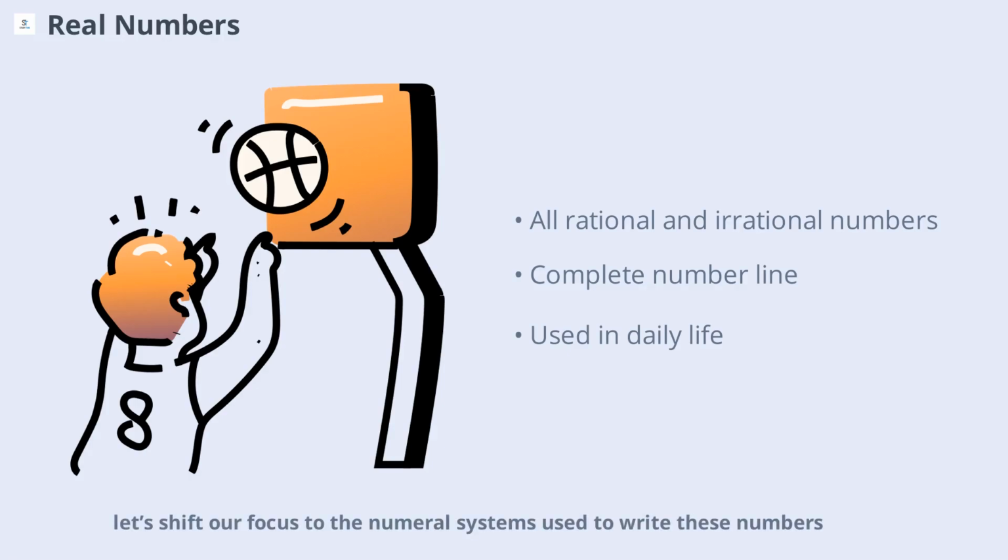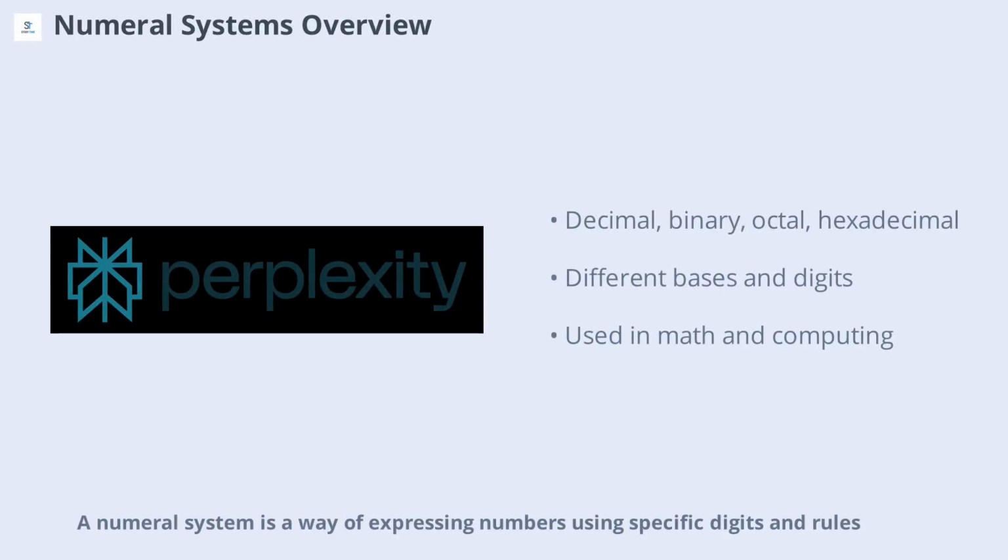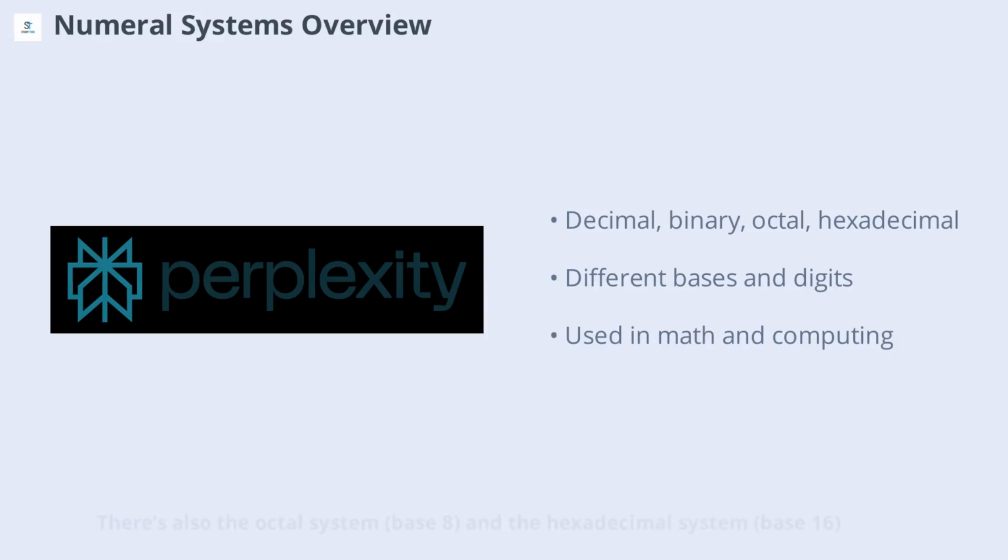Now let's shift our focus to the numeral systems used to write these numbers. A numeral system is a way of expressing numbers using specific digits and rules. The most common is the decimal system, which uses base 10 and digits 0 through 9. In computing, the binary system, base 2, uses only 0 and 1. There's also the octal system, base 8, and the hexadecimal system, base 16, which uses digits 0 through 9 and letters A through F. Each system has its own rules for how digits are arranged and what value each position holds. Understanding these systems is crucial for math, science, and technology.